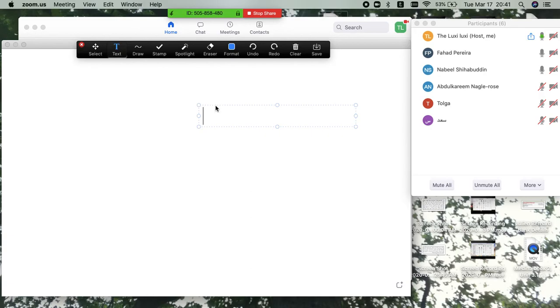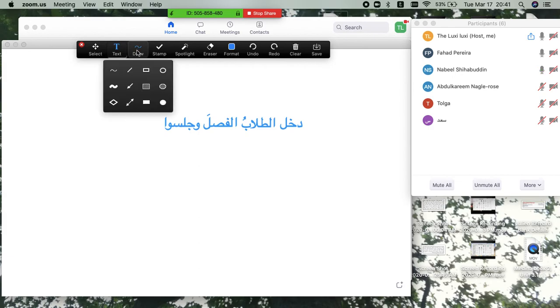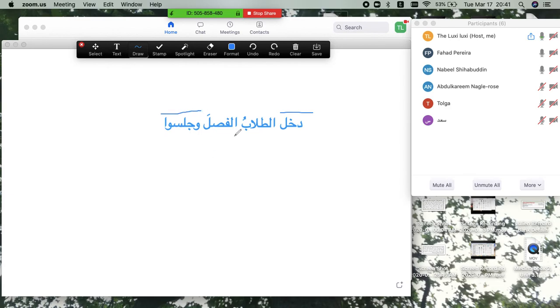So again, ikhwan, the question is, when we have دخل الطلاب الفصل وجلسوا. Okay, so the فعل دخل and جلس, we see that دخل has a مفعول به. Here is the فاعل and here is the مفعول به. However, جلسوا does not have a مفعول به.